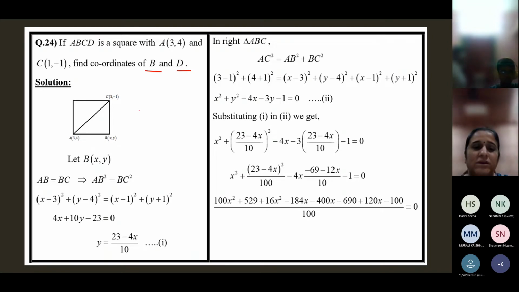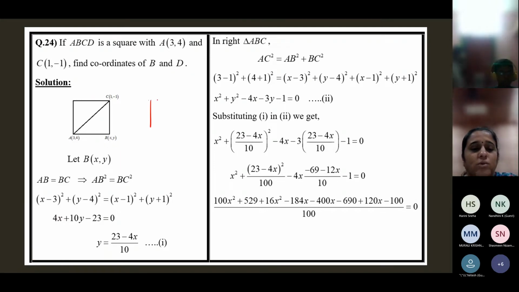Okay, now let's understand for B. Even if you take D, the working is the same. Now I have taken B as X comma Y. But we have to find D also. I have not assumed anything for D. Only B I have taken X comma Y. Now, let's understand how to mark the vertices of a square.